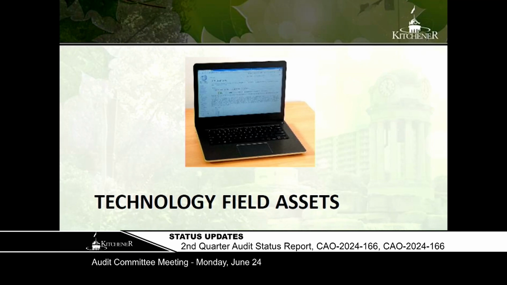All right, last one. The third and final status update is the physical inventory count of technology field assets.